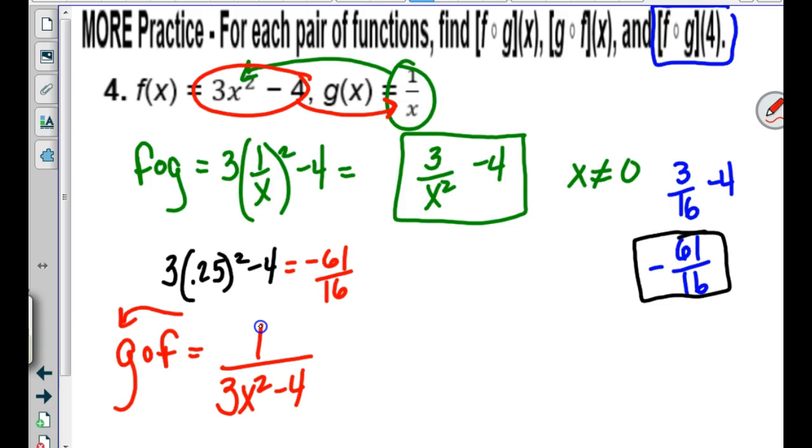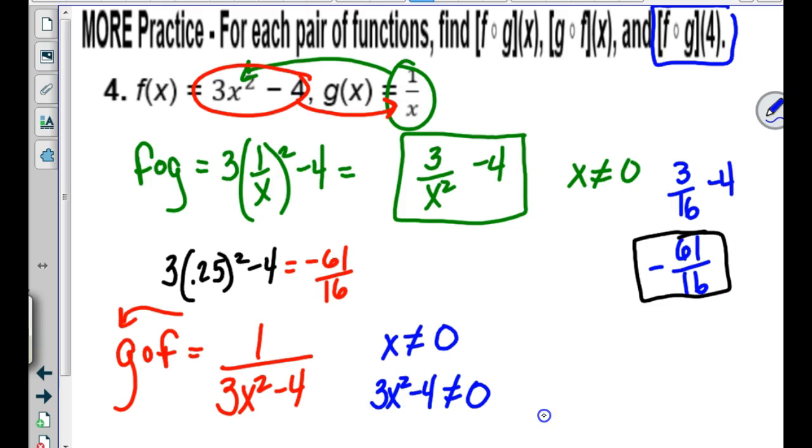Now, this is where the domain restriction gets a little funky. Because what was the original restriction on g? X could not be, it still can't be 0. Even though right now when I look at this, it looks like a 0 would be fine. It would give me negative 4. You have to keep the original restriction. Now, 3x squared minus 4 cannot also equal 0.